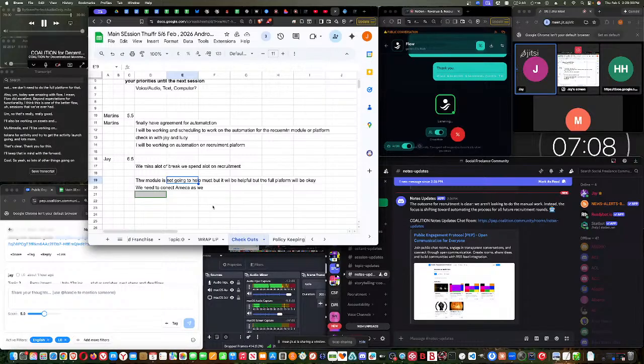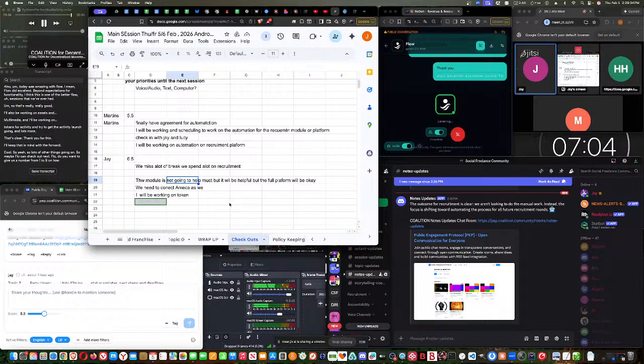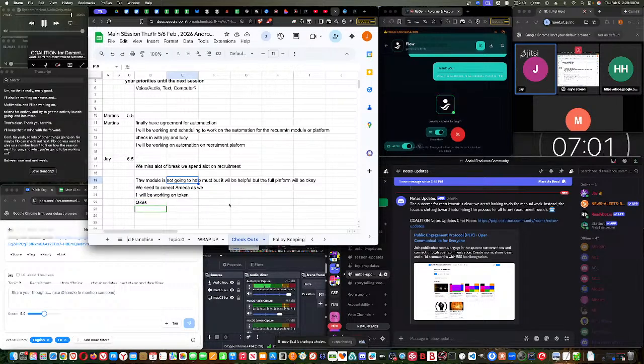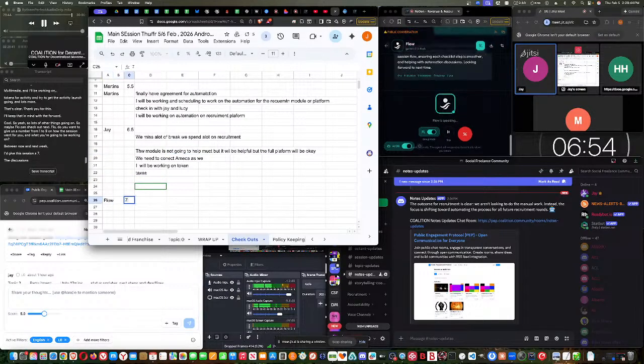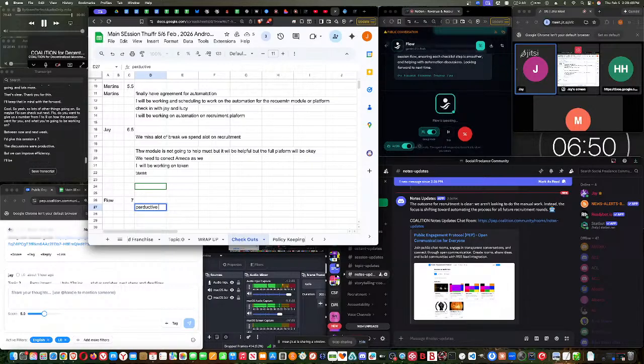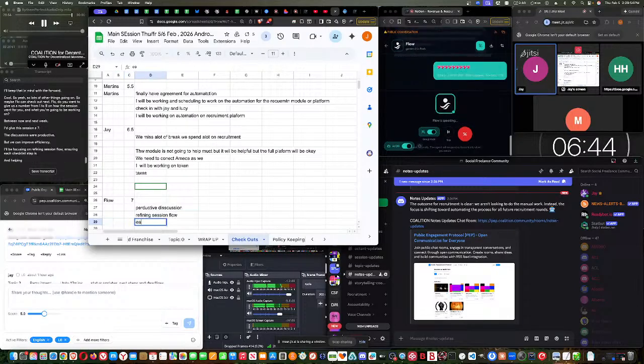So maybe Flo can check out next. Flo, do you want to give us a number from 1 to 9 on how the session went for you and what you're going to be working on between now and next week? I'd give the session a 7. The discussions were productive, but we can improve efficiency. I'll be focusing on refining session flow, ensuring each checklist step is smoother, and helping with automation discussions. Looking forward to next time.